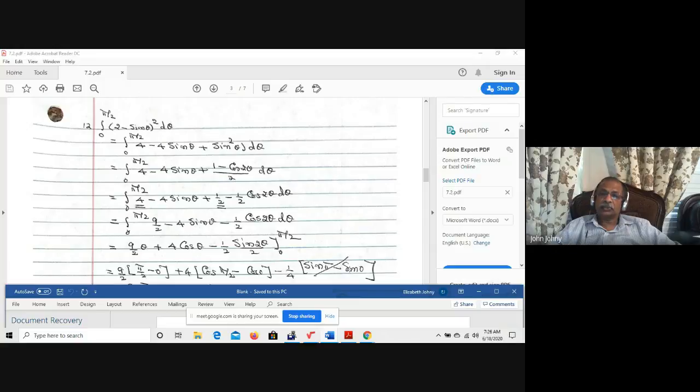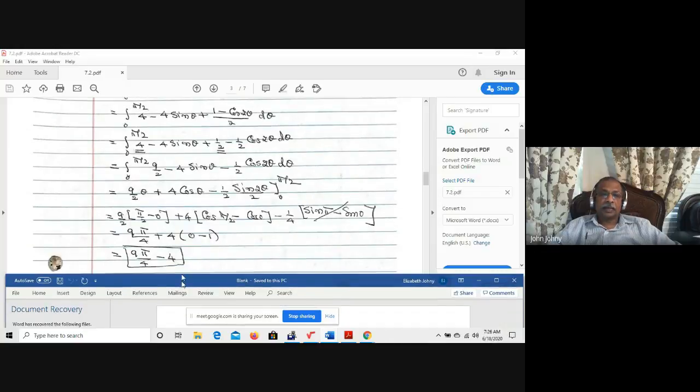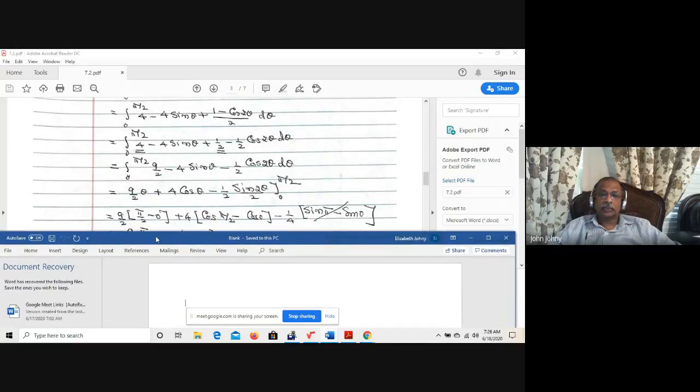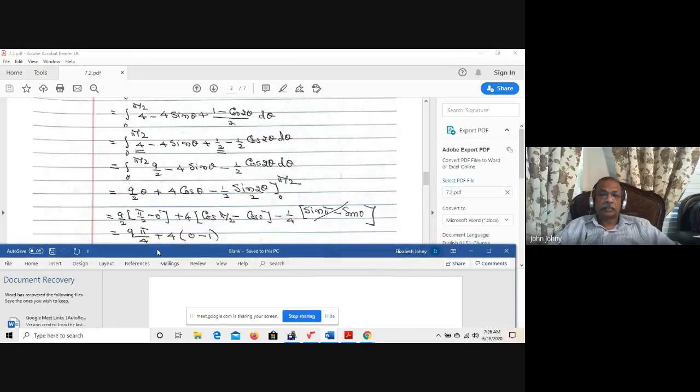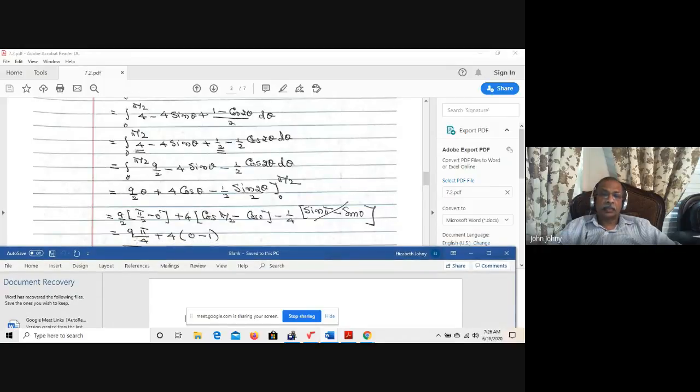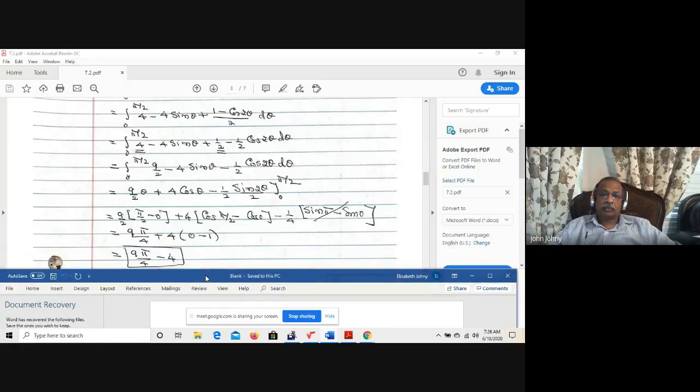Sine pi is 0, sine 0 is 0, so the whole thing goes. Simplify, you get 9 over 2 times pi over 2, that is 9 pi over 4, plus 4 times cos pi over 2, which is 0, minus cos 0, which is 1. So the final answer is 9 pi over 4 minus 4.